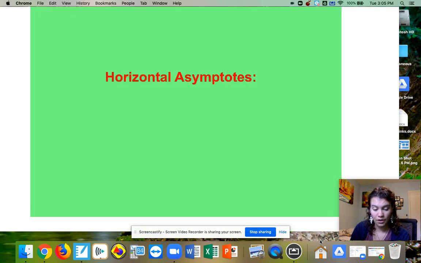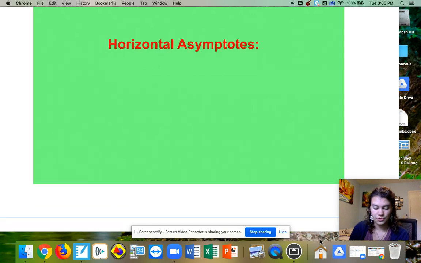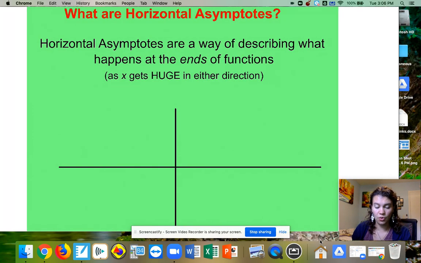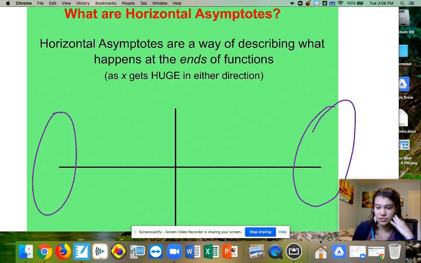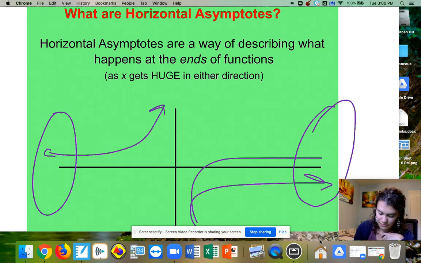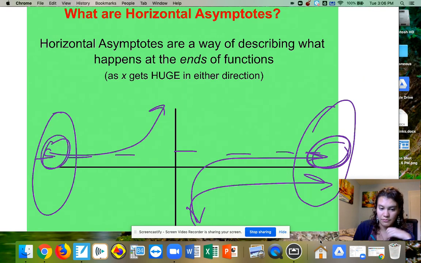So then next is horizontal asymptotes. So what are they? A horizontal asymptote is a way of describing what happens at the ends of your function, so you go out to each side when x gets big or really small. So as an example, if I sketch this in like this, you would have a horizontal asymptote here. You're looking at what's happening at both ends. You don't really care about anything in here, it's just the ends that are important.